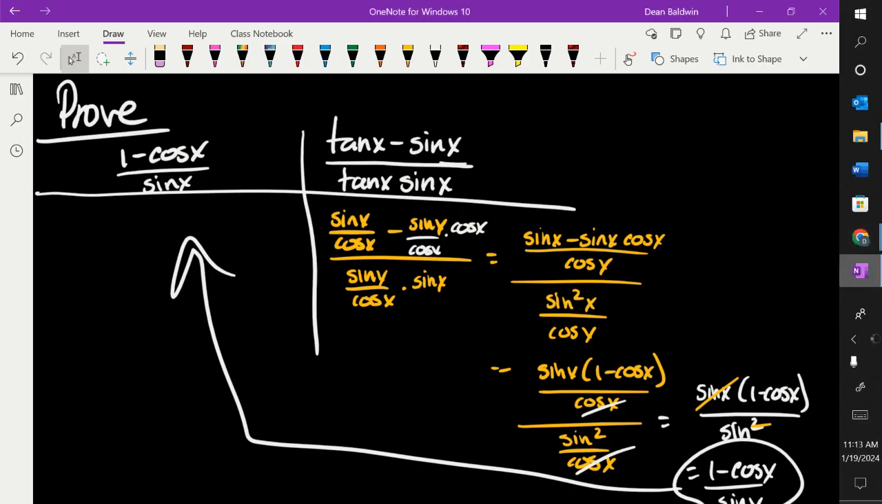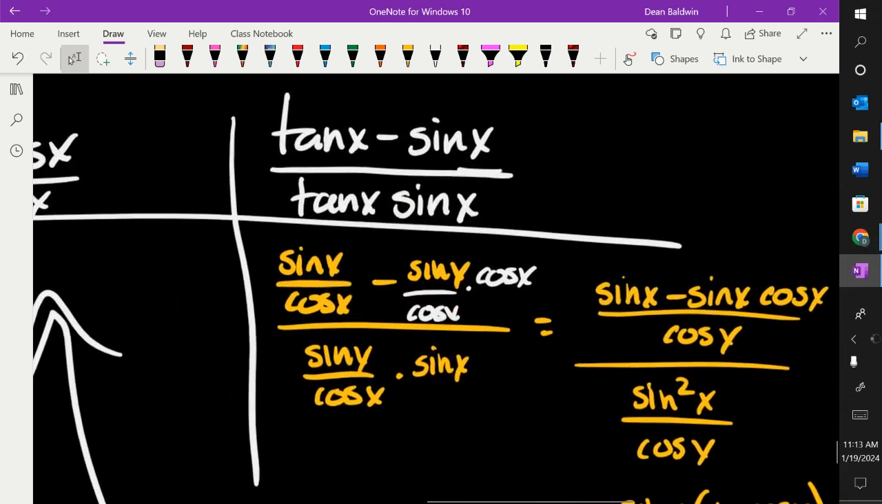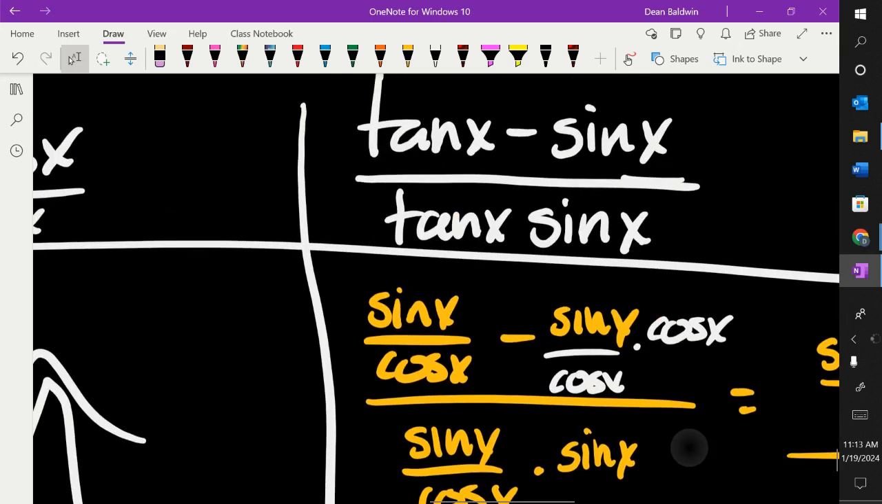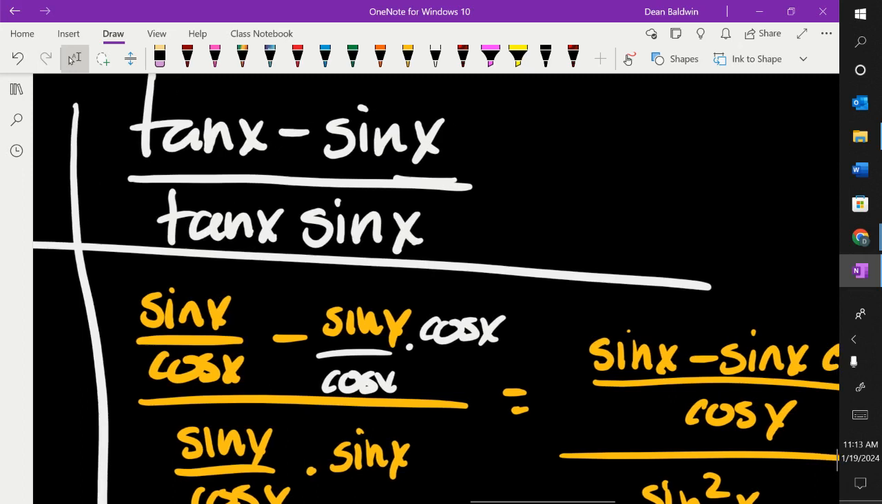Okay, what do you do? Start on the right side. Change everything to sine and cos. So that's what I did there. Ignore the white stuff. I just changed the tan to sine over cos. The sine stays the sine. Then I looked at it and I said, 2 fractions, make a common denominator. So I multiplied cos and cos.